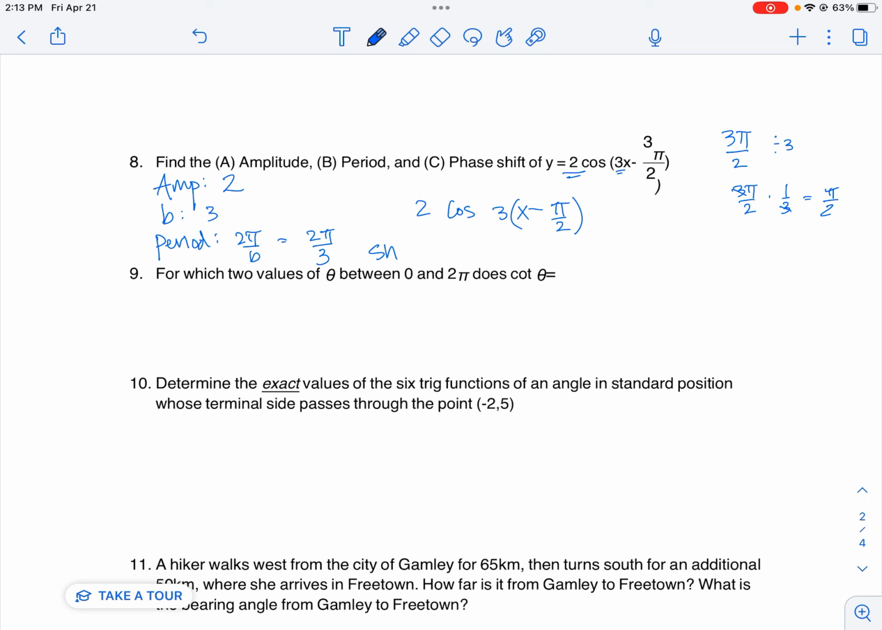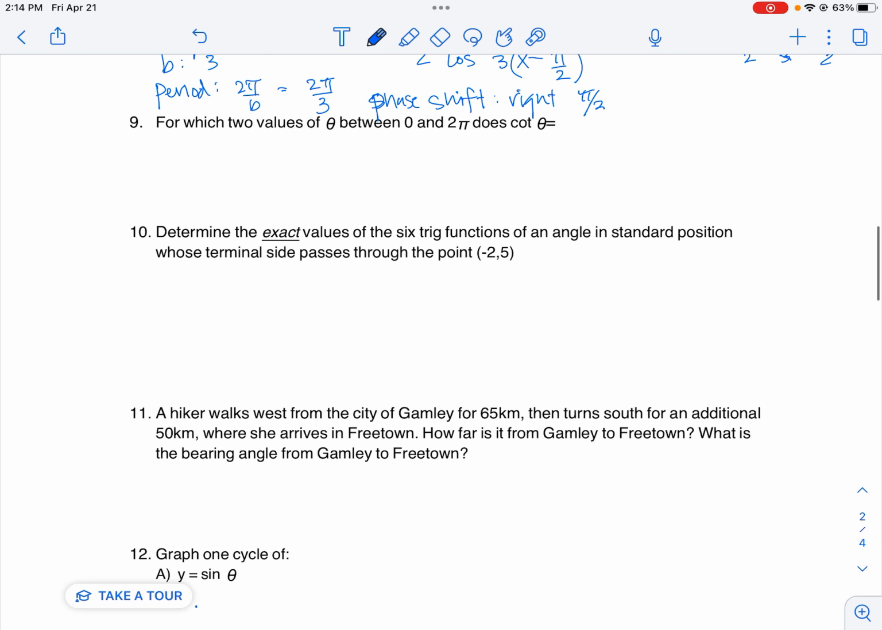And my phase shift is going to be to the right pi over 2. Okay, last one in this video.